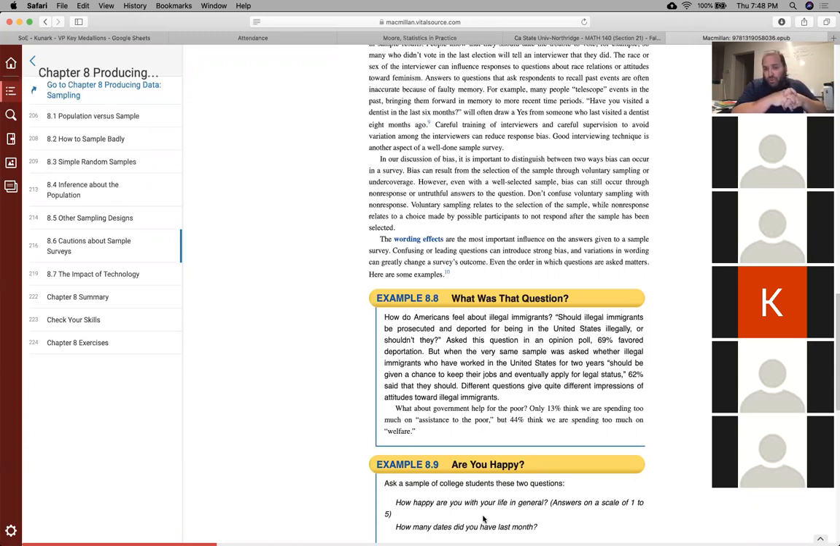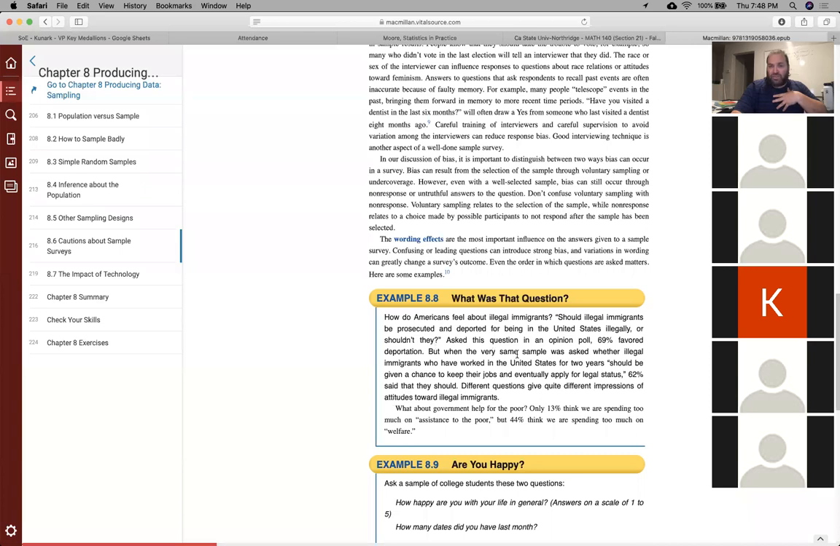And that's just the order. What about the wording? I can say, like, how do Americans feel about illegal immigrants? Should illegal immigrants be prosecuted and deported for being in the United States illegally, or shouldn't they? Asked in this question in an opinion poll, 69% favor deportation.